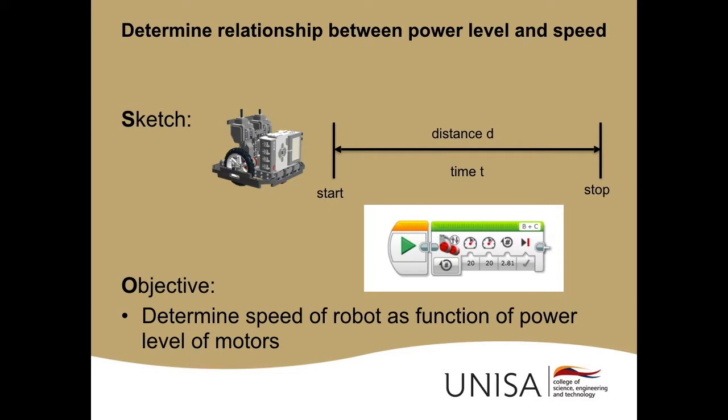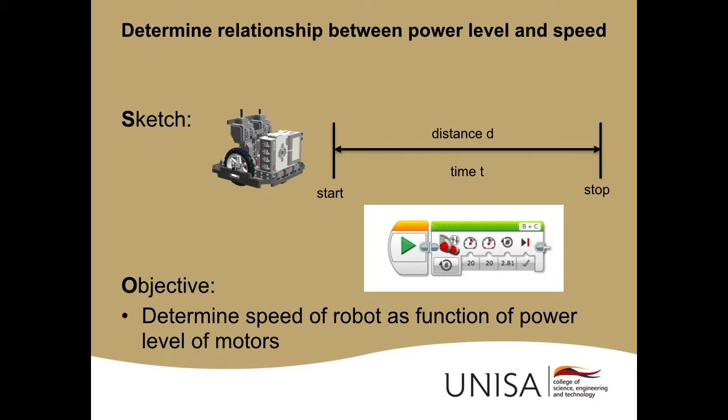So let's look at another example. It's very similar. All the robot is going to do is move forward, and the problem statement is that we want to determine the relationship between the power that we enter for the motors and the speed of the robot. So the objective is to determine the speed of the robot as a function of the power levels of the motors. So you see the program there, it's the same program as before.